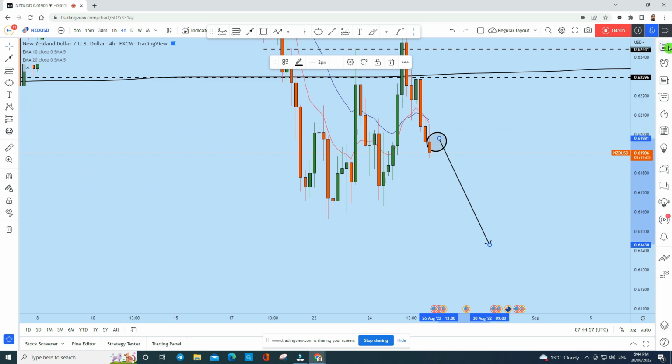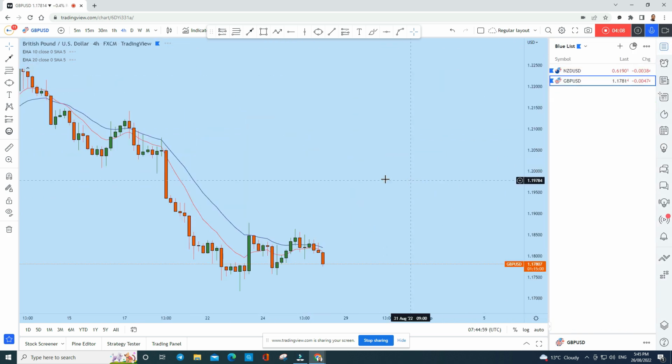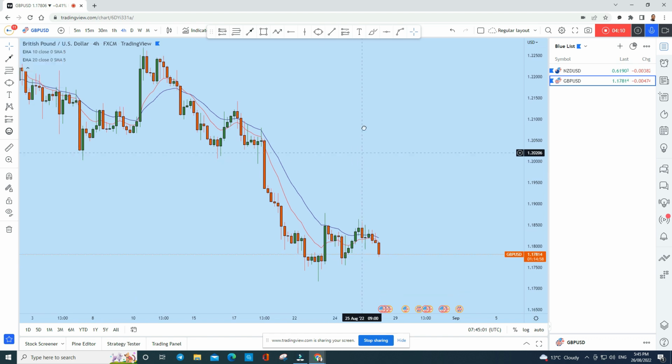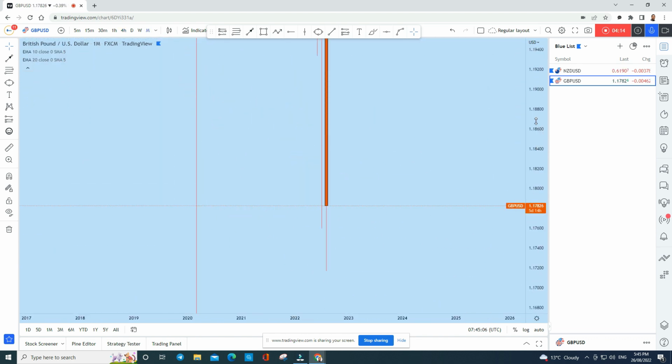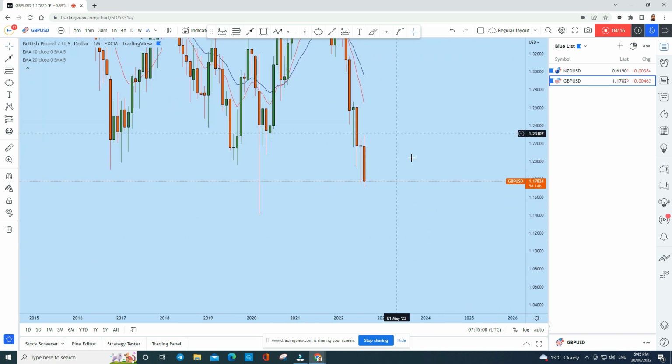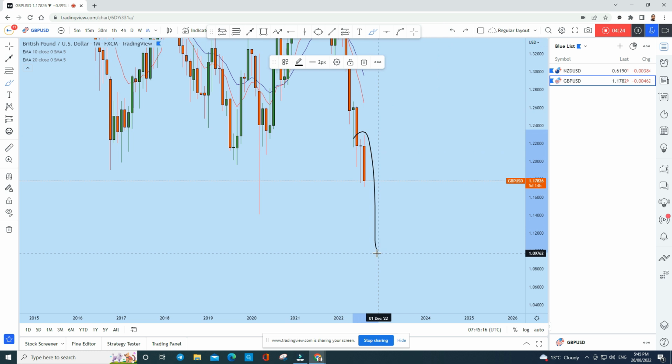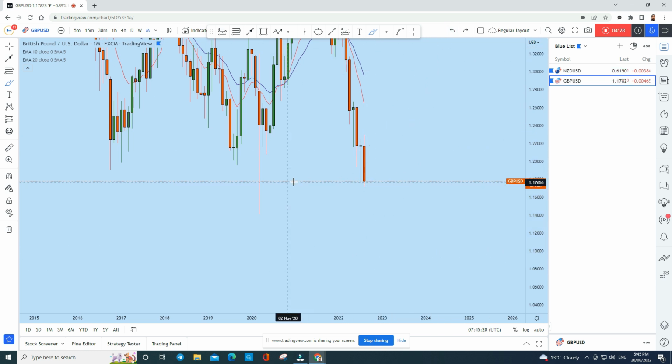Now let's look at British pound US dollar. As you can see, both pairs are behaving in a kind of similar way. Still, let's look quickly at the bigger picture. British pound US dollar, as I mentioned in all my analysis after the previous month's doji, this month the price broke the high of the doji as expected. Now we see a strong rejection down. Now the price is below this monthly level.